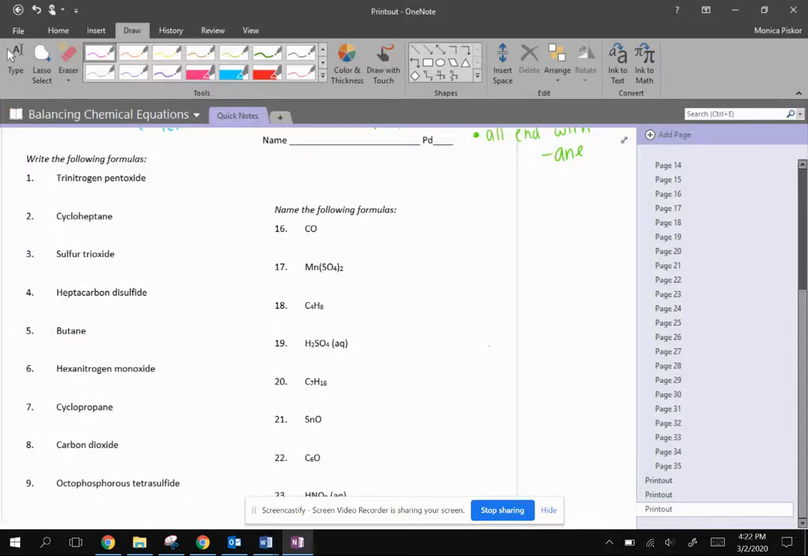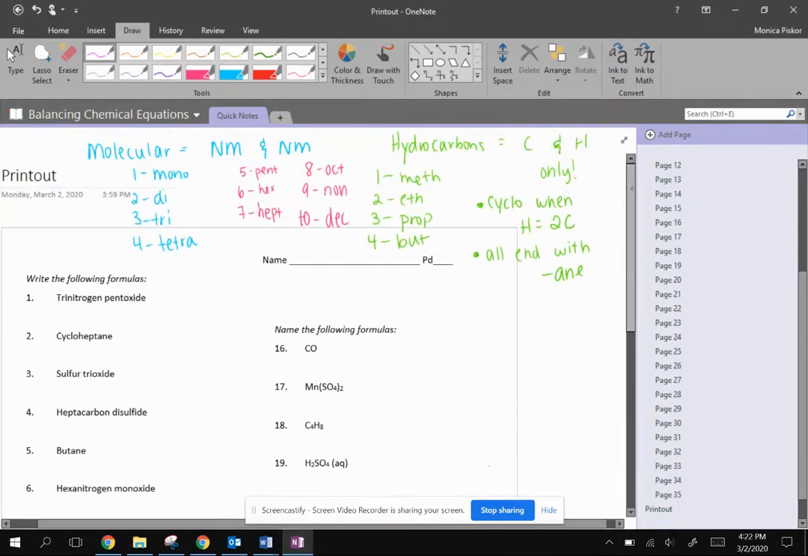I am here to show you how to do and write molecular compounds and hydrocarbons. So molecular compounds are going to be when you have two nonmetals. If you have two nonmetals, you're going to be using prefixes. So the prefix for one is mono. However, you will never use mono on the first element. You will use di, tri, and tetra for 2, 3, and 4 respectively.